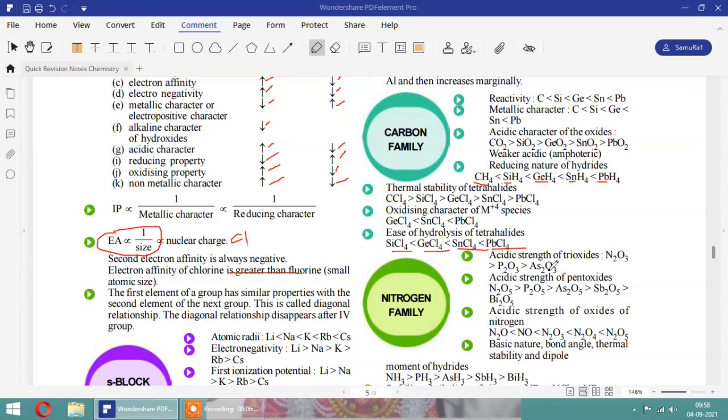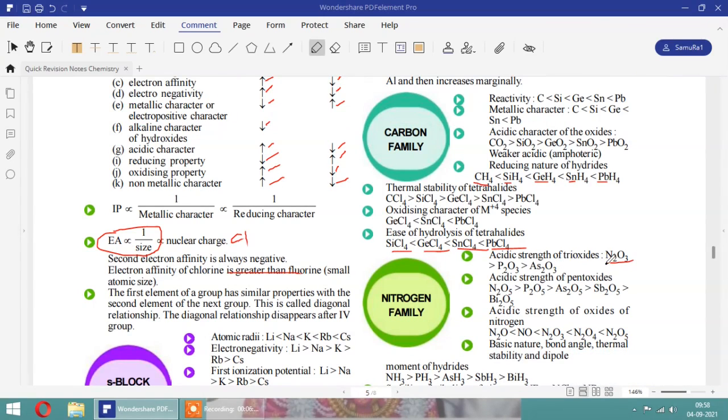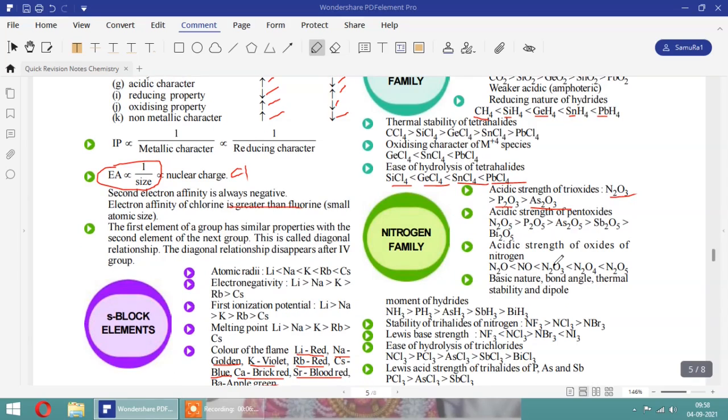Acid strength of trioxides: N2O3 greater than P2O3 greater than As2O3. Acidic strength of pentoxides, nitrogen family: N2O5 greater than P2O5, As2O5 greater than Sb2O5 greater than bismuth oxide, Bi2O5. Acid strength of oxides, it is in increasing order: N2O less than NO less than N2O3 less than N2O4 less than N2O5.